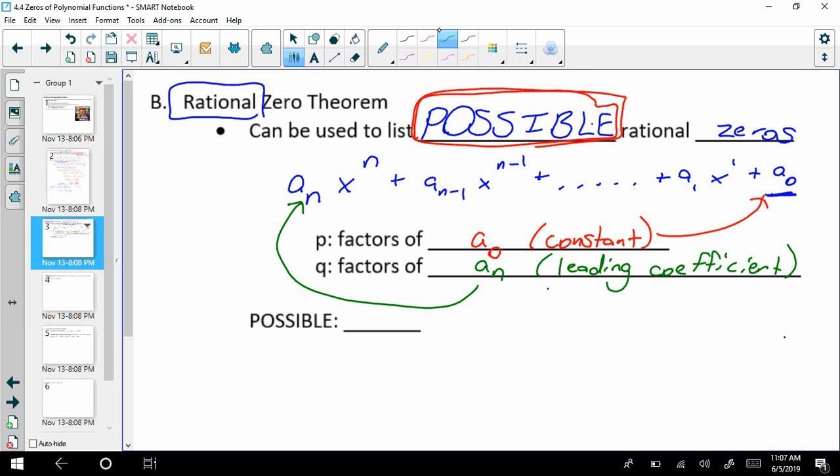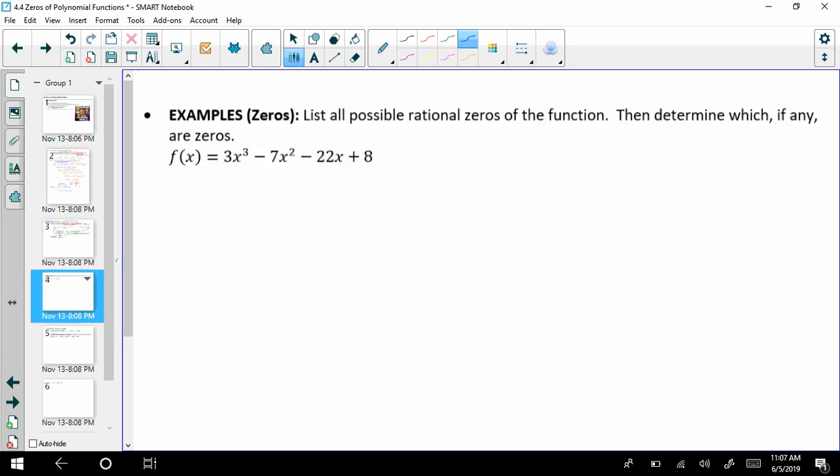So then what this rule says, to get my possible zeros, to make my list, once I have P and Q identified, all I do is I take P divided by Q, and that's going to make my list of possibilities. This is essentially coming from a method of factoring, but not quite. Let's put some numbers with this so you can see what I mean, because it really doesn't make sense until you see it with an example.